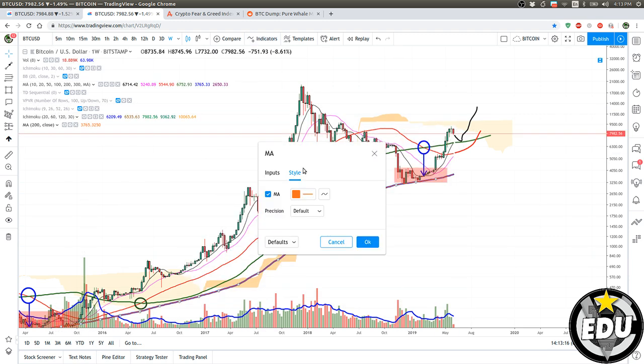I mean, moving averages for me, especially on the higher time frame, they just help me figure out a possible bear versus bull market.